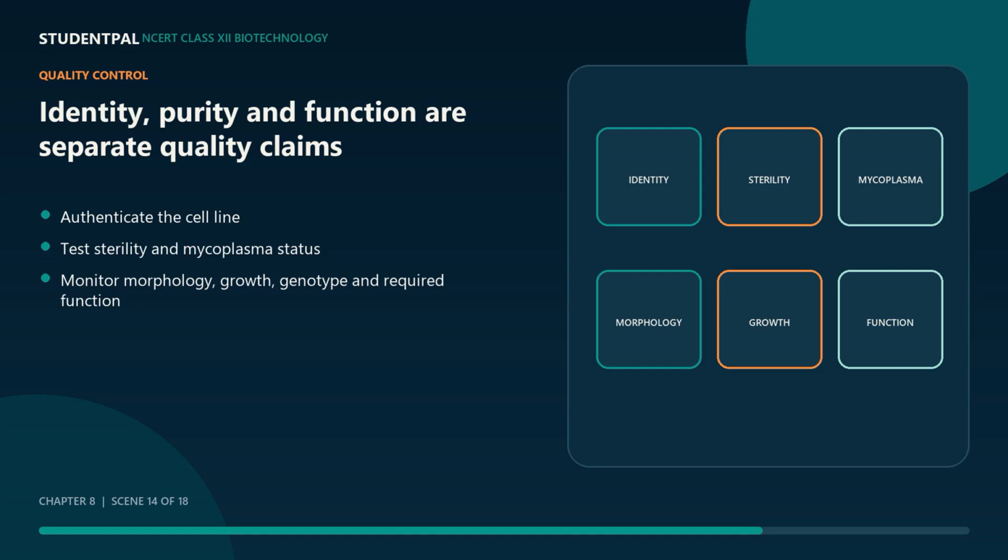Mycoplasma is especially important because it may not produce visible turbidity yet can alter metabolism, gene expression, and experimental results. Routine testing, quarantine of incoming lines, separate handling of unverified material, and documented cleaning reduce risk. Antibiotics can mask contamination and should not become a substitute for asepsis. Only combined identity, purity, and function data support a reliable culture claim.